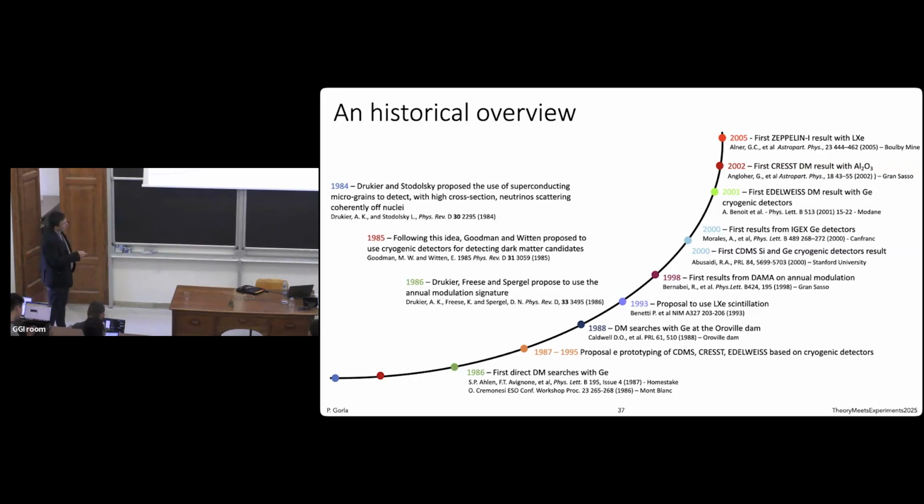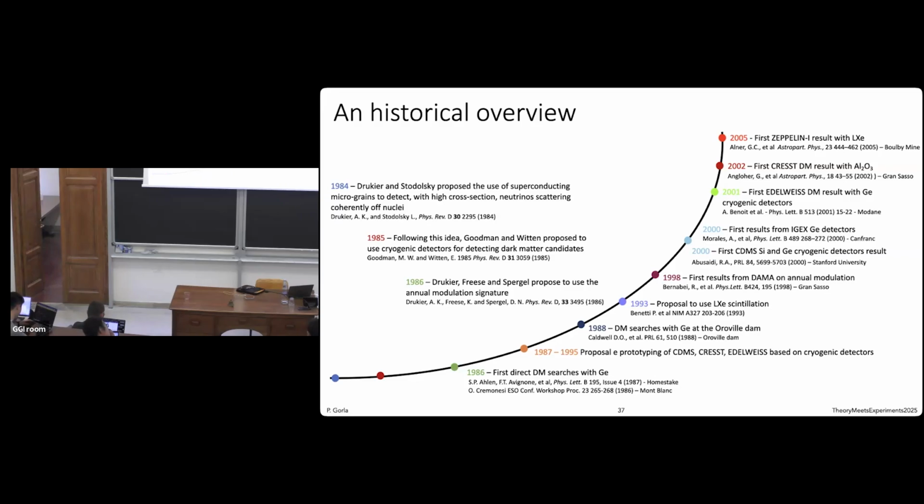And then later on, the first CDMS result with silicon and germanium detectors, the first result from IGEX at the Canfranc laboratory in Spain, the EDELWEISS result in Modane in France, the CRESST dark matter result with sapphire crystal, and later on with calcium tungstate, the first ZEPLIN result with liquid xenon, and the first ideas of using dual phase TPC. So this is the golden age of dark matter search.